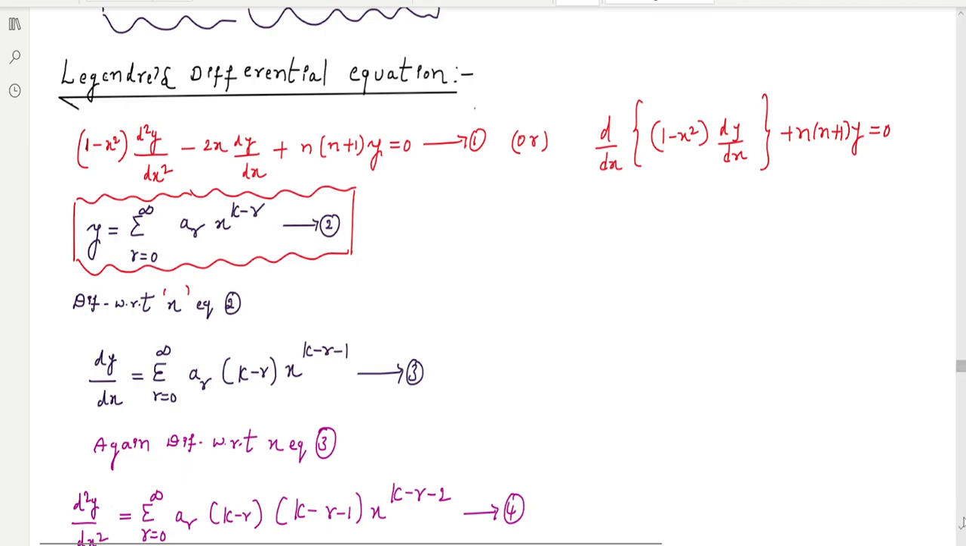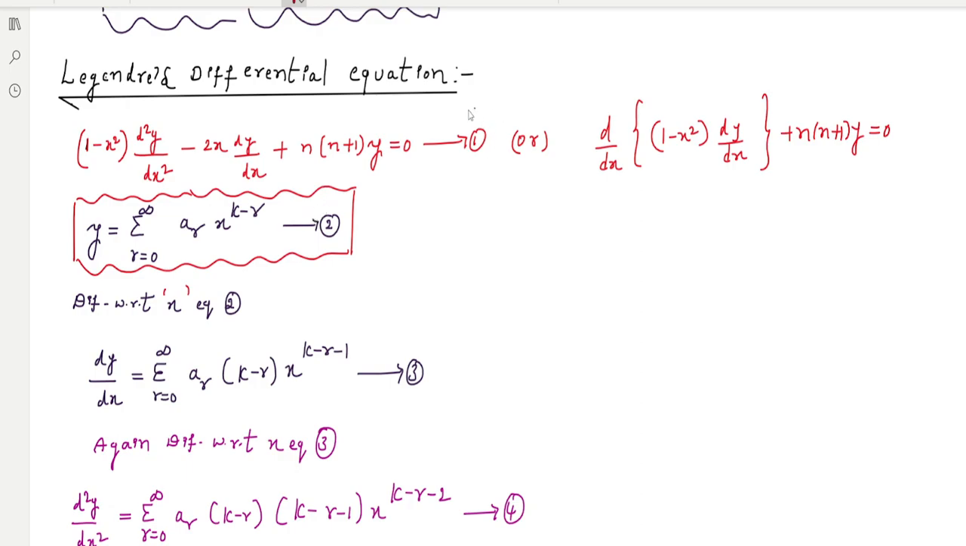Today we are going to discuss a very important topic, that is Lagrange's differential equation, Lagrangian polynomial. So this is our Lagrangian differential equation. Here n is a real number, but most applications only integral values of n are needed.